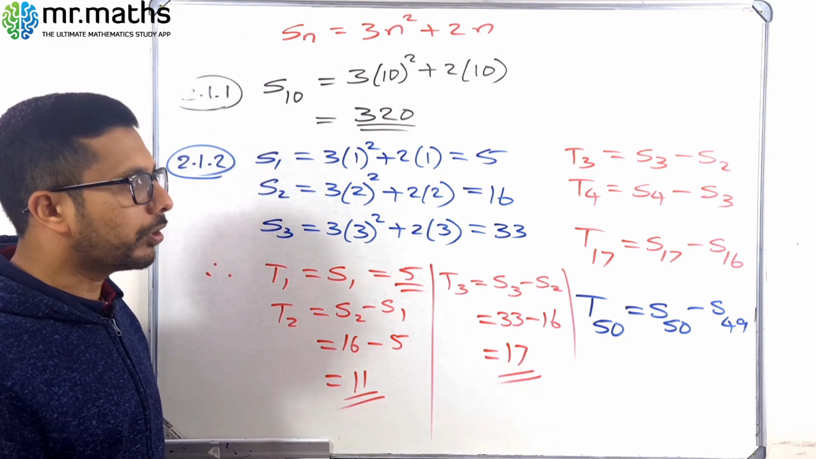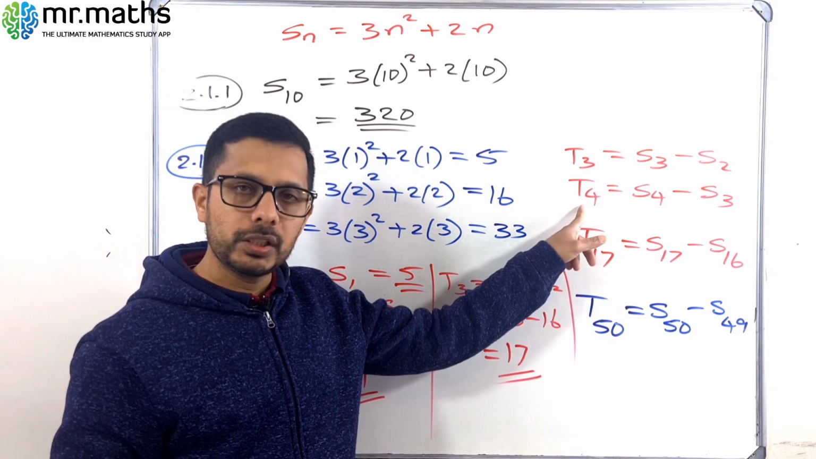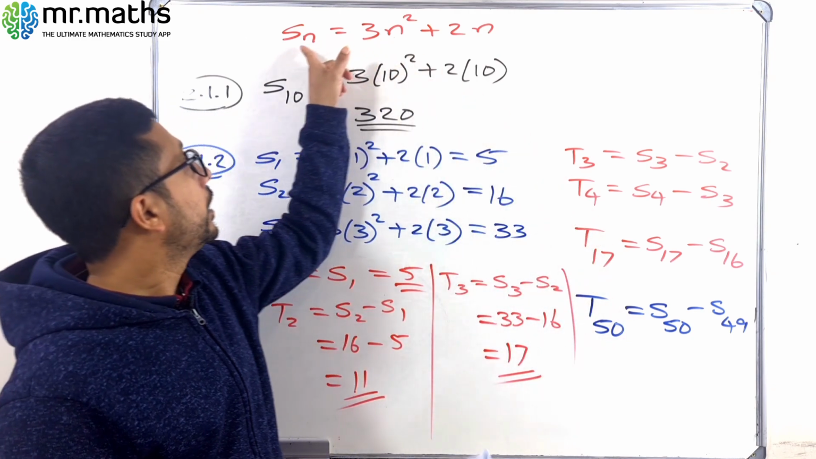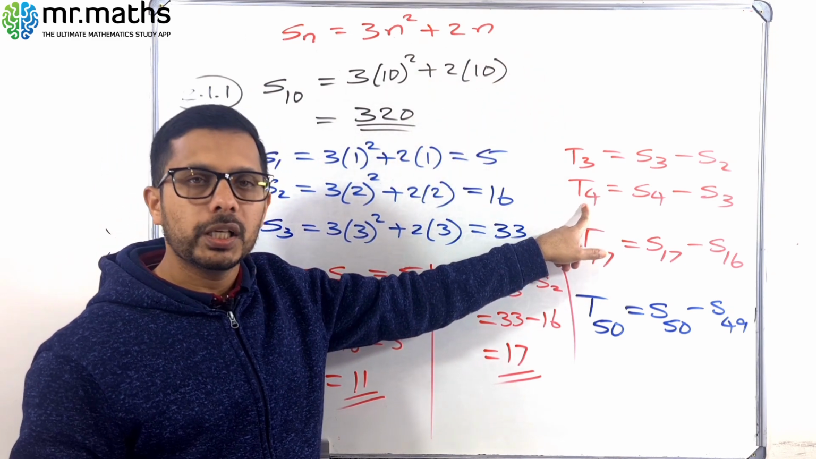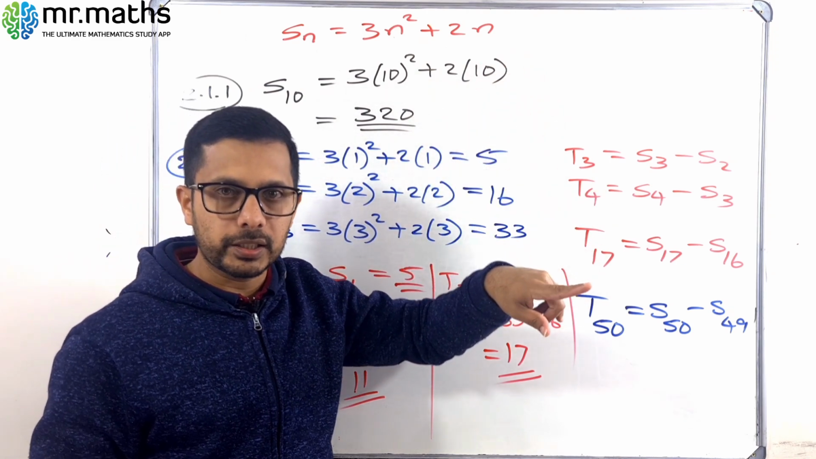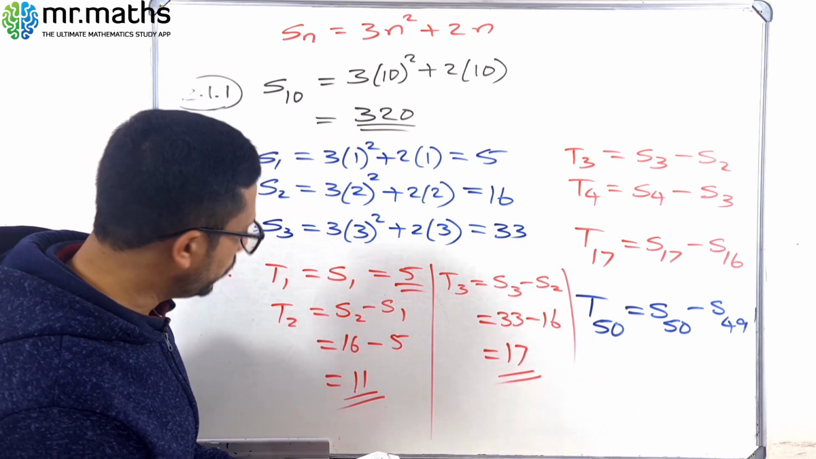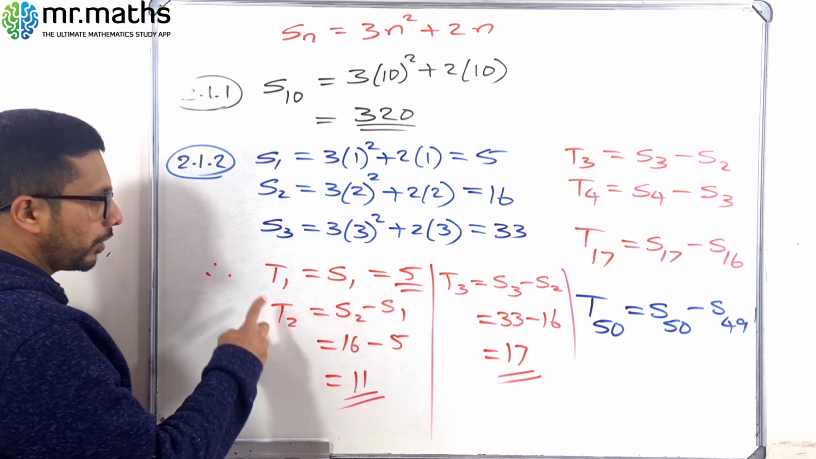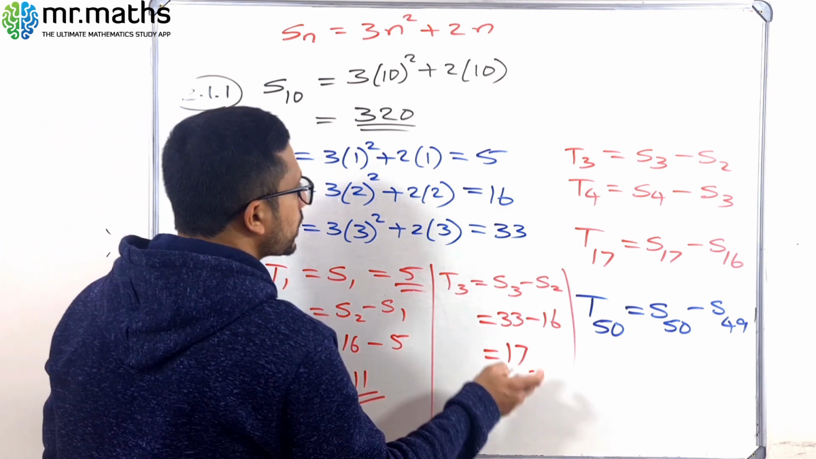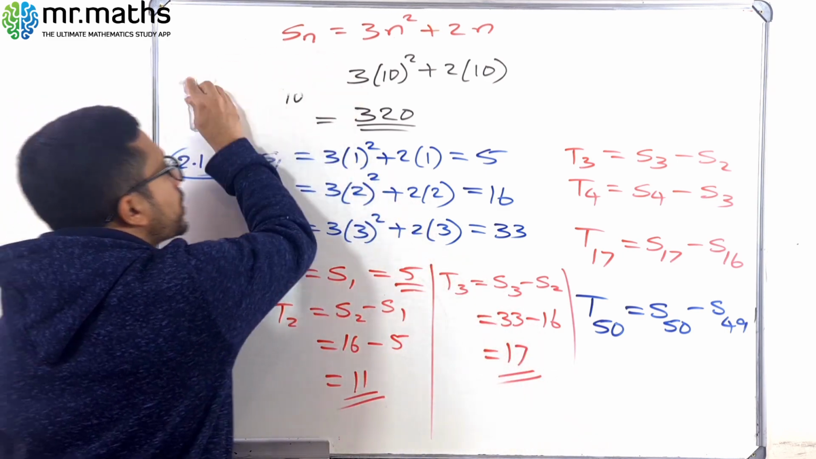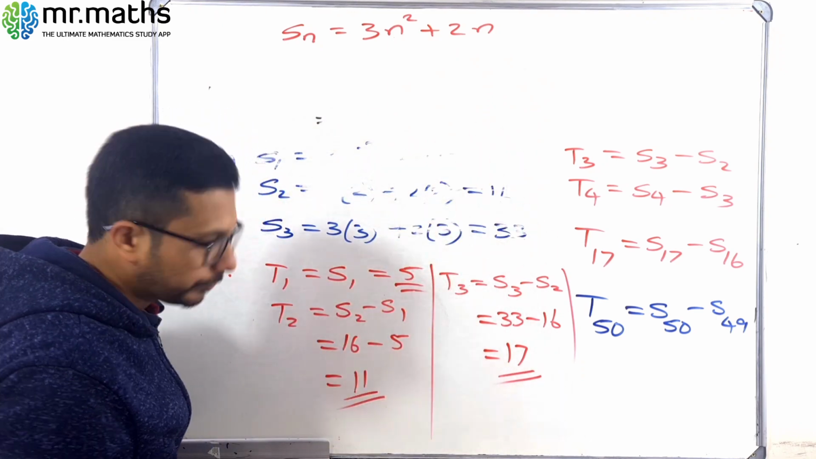So the only thing you have to understand is how to find T17 or how to find T4 when the Sn is given like this. So to find T4, S4 minus S3, like that. Okay. So that is question number 2.1.2. So don't forget, our first term is 5, second term is 11, third term is 17. Okay. So first let me erase this one, then we can do the next question.